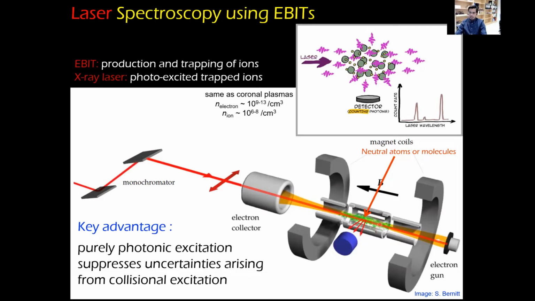And one of the key advantages of this kind of experiment is that it produces purely photonic excitation, which suppresses most of the uncertainty from the collisional excitation. And I'm going to give you one example in the next slides.